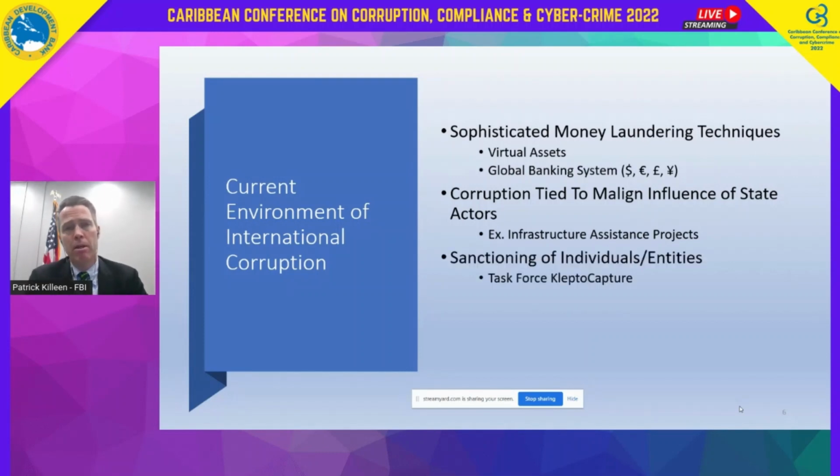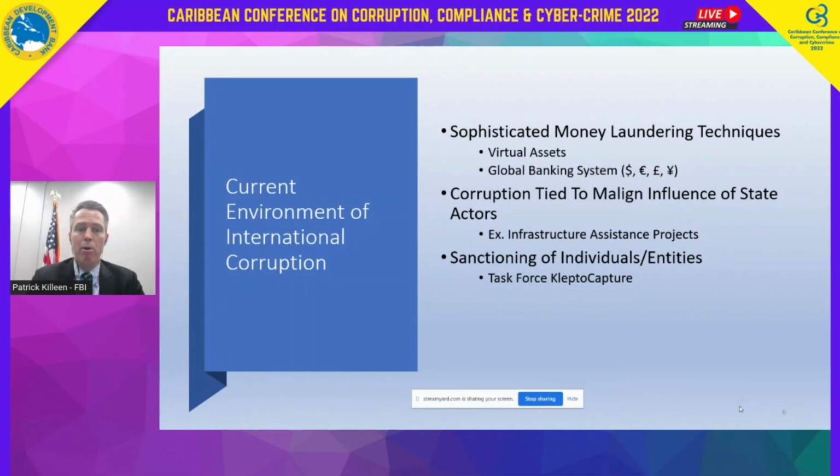And finally, and this has come into more prominence in the past year, is the sanctioning of individuals and entities by the U.S., by the European Union, by the United Kingdom, by various associations in countries and regional concerns. I would use the example right there of Task Force KleptoCapture. That was formed by the United States Department of Justice shortly after the invasion of Ukraine by Russia. And what that did is increase the focus and the number of sanctions placed on certain individuals tied to the Russian government, and particularly tied to the military apparatus.